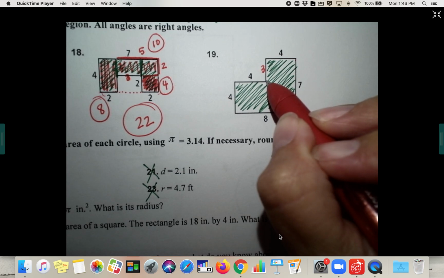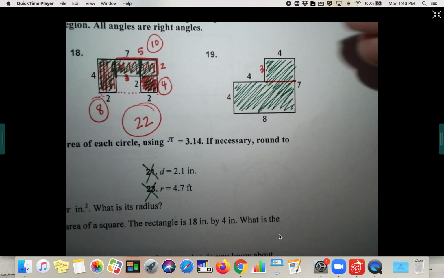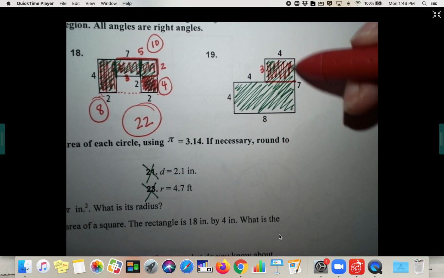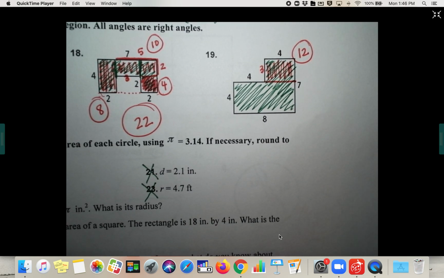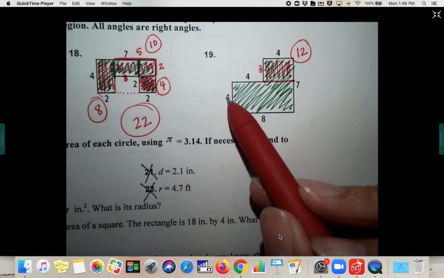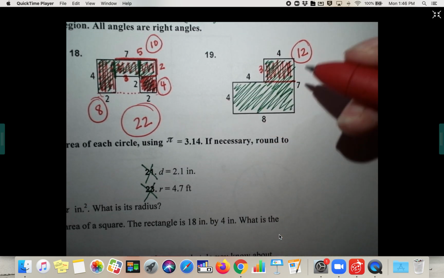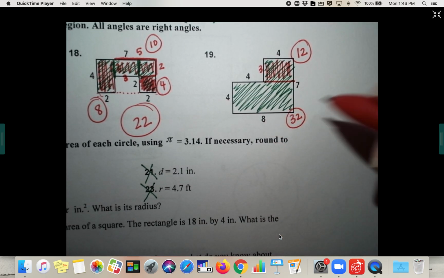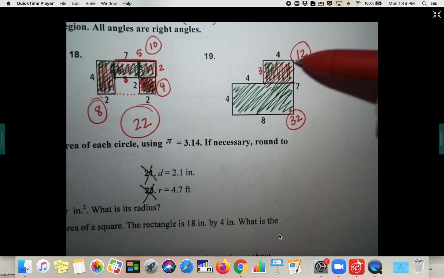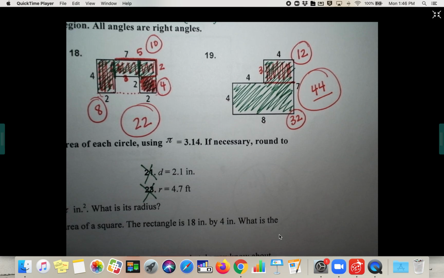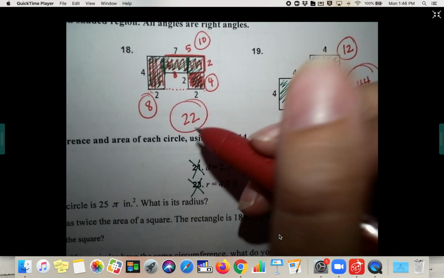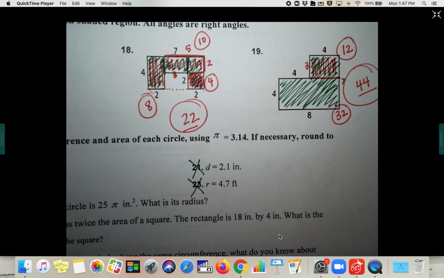So here's what I'm going to do. I'm going to divide it right here. And I'm going to say our top section that's 4 by 3 is clearly 12. 4 times 3 is 12. Our bottom section is 8 by 4. So 8 times 4 is 32. And we're just going to add those together. So that would be 44 for a total. Guess you can't really tell where my answers are.